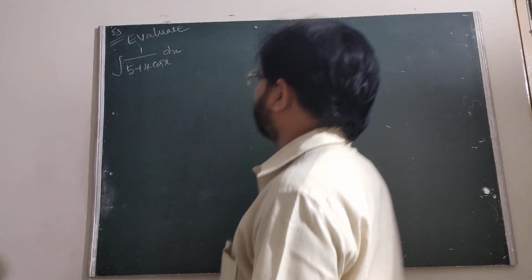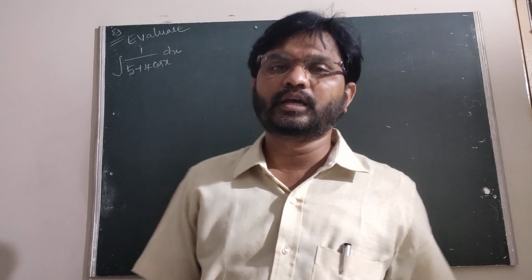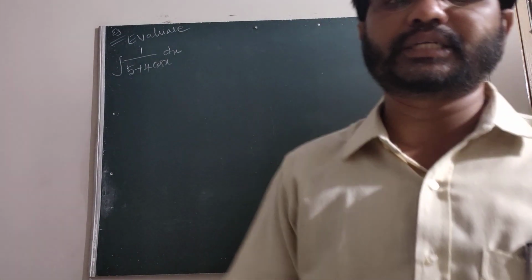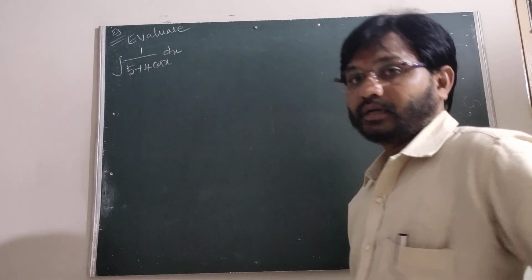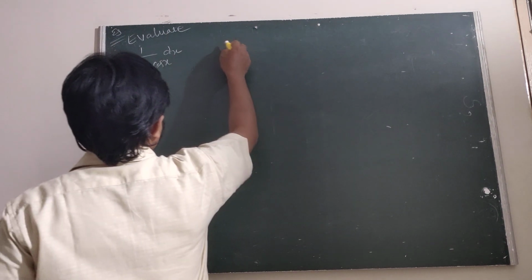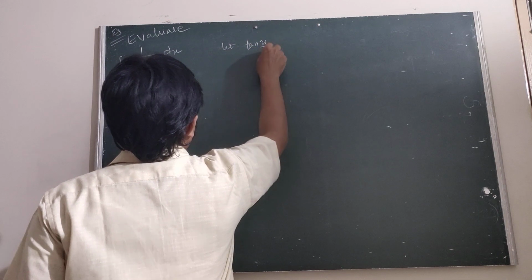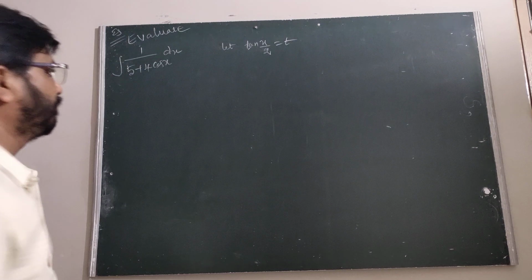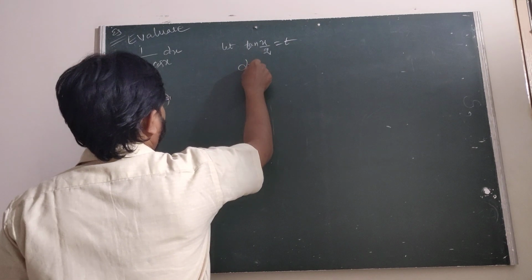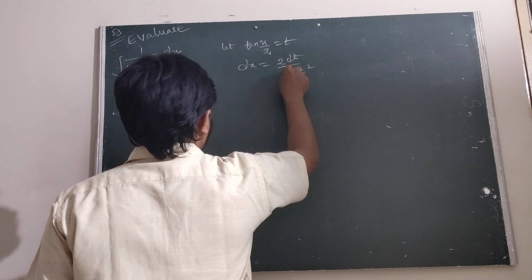Now, the integral of 1 upon 5 plus 4 cos x into dx. Here we take tan(x/2) as t, and dx is 2 into dt by 1 plus t square.